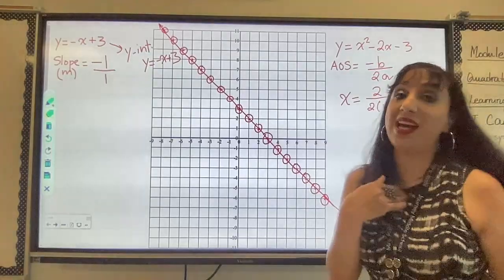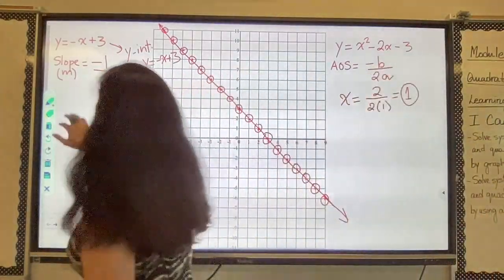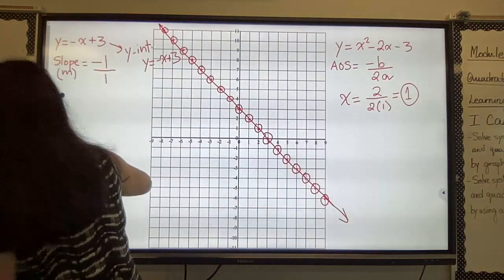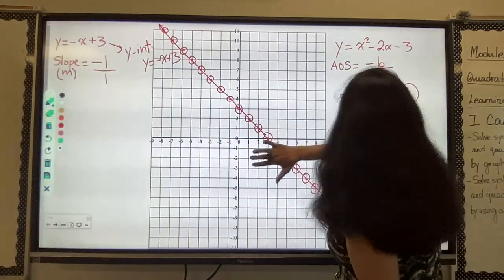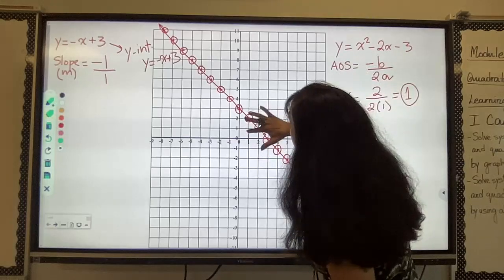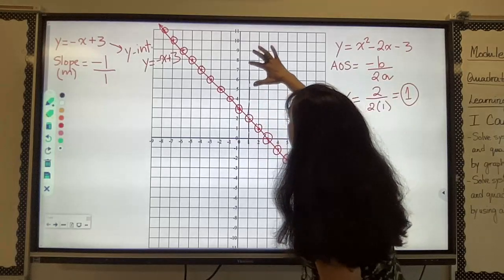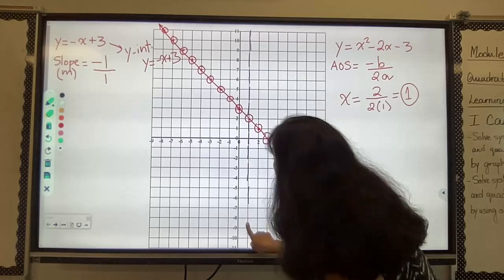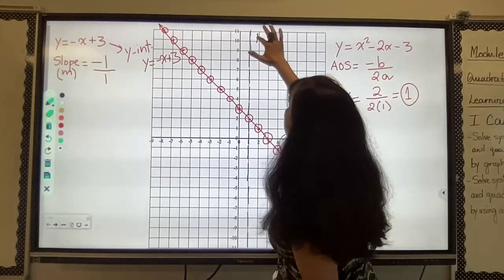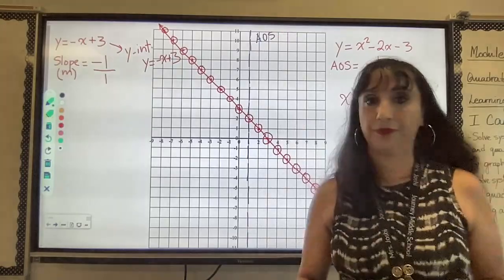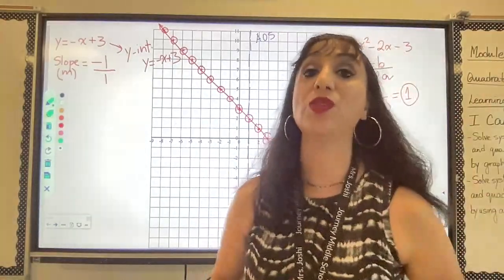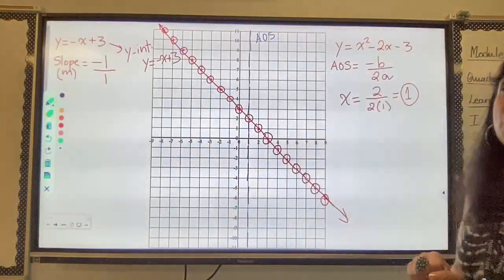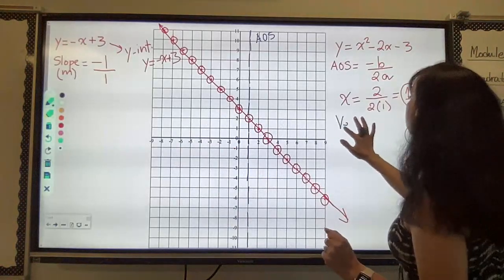So first thing I always like to do, as you know, is to plot out my axis of symmetry. So here we go. It said 1, so therefore we are going to make this dashed line telling me this is my axis of symmetry. Okay, this is my axis of symmetry. So the parabola is going to be symmetric on both sides of this, and my vertex is going to fall on this line.